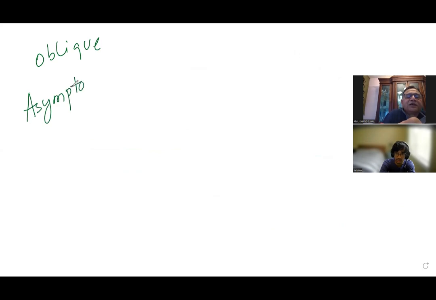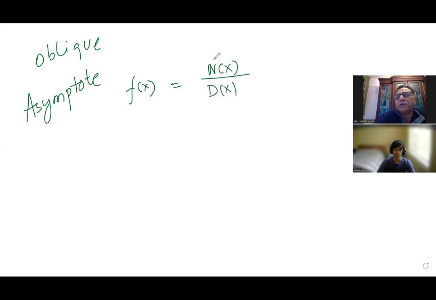Okay, so let's look into this. We have a rational function, let's say f of x, with some numerator and some denominator. And we know the degree of the numerator is 1 higher. So in that case, we are saying an oblique asymptote is there.